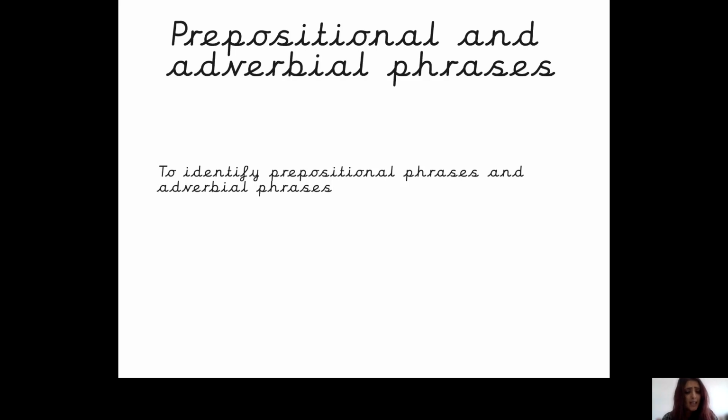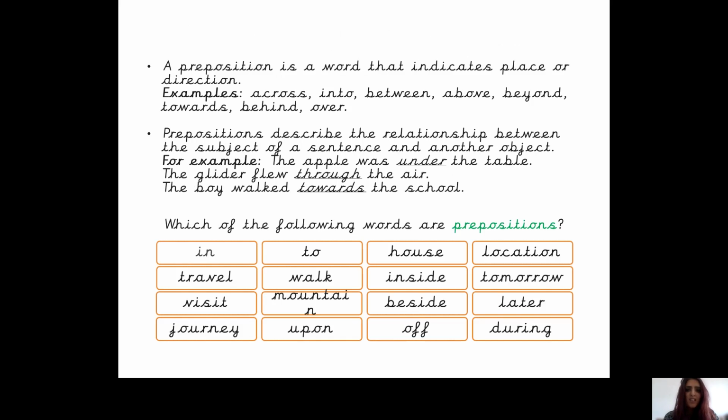I hear you say, what's a preposition? Do you remember? That's right, a preposition tells you where something is or tells you the direction. For example, across, into, between, above, beyond, towards, behind and over. Prepositions describe the relationship between the subject of a sentence and another object. For example, the apple was under the table. It tells you where the apple was, so it was under.